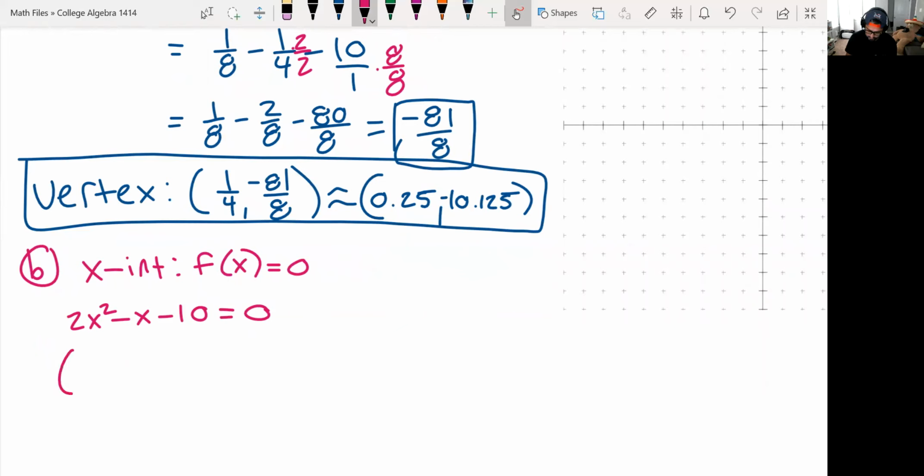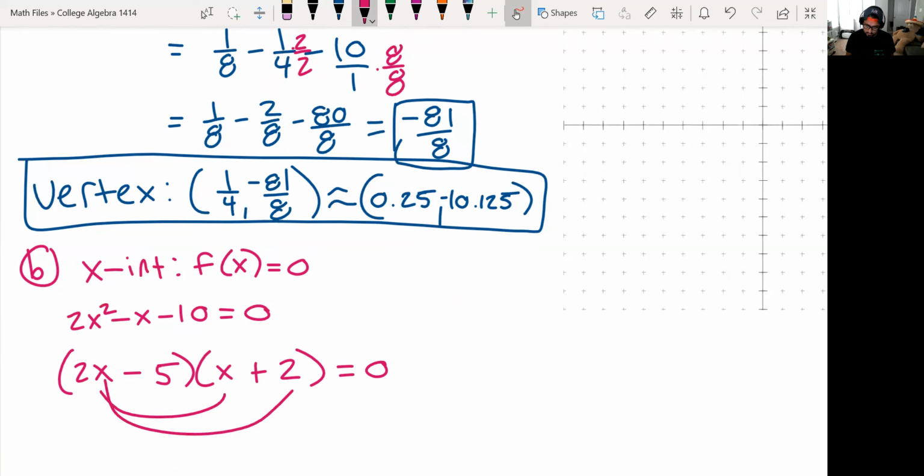So for this one, well, first one's easy. Factors of 2 are just 1 and 2. So I'll do 2x minus a number and x plus a number. Now, the factors of 10 are 1 and 10 and 2 and 5. So with that being said, I'll probably put 5 here and 2 there. So let's check our work.